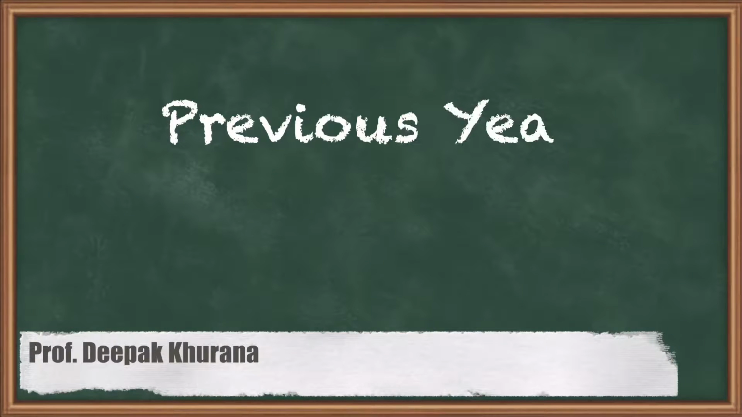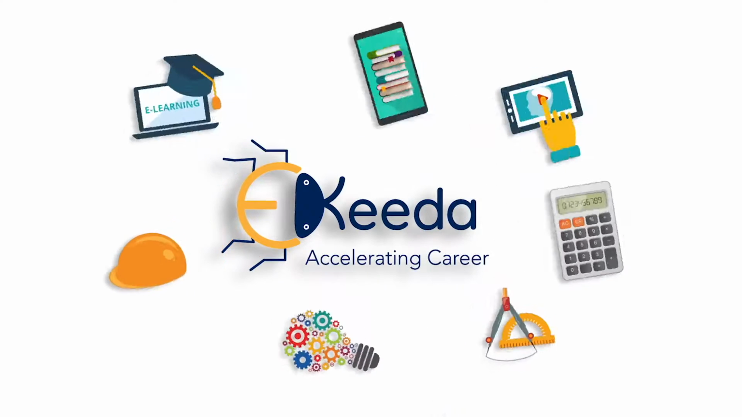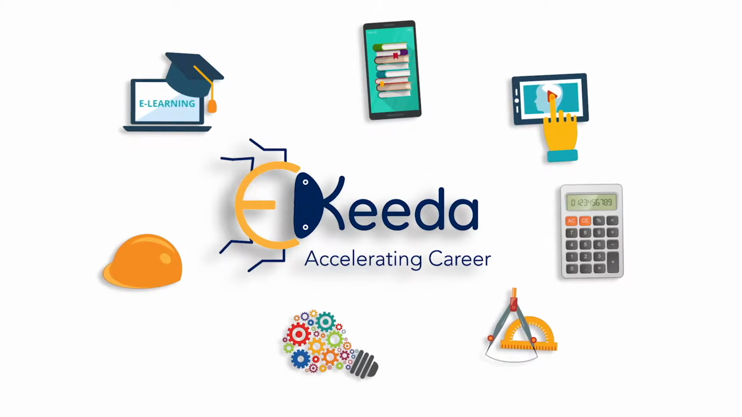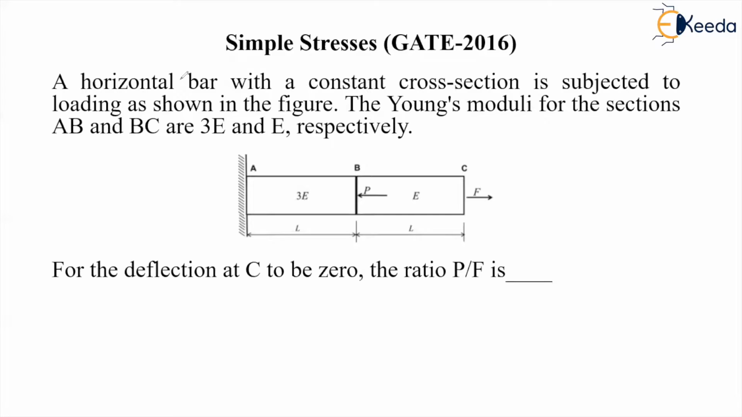Hello students. Let us have a question of simple stresses. This question was asked in GATE 2016. A horizontal bar with a constant cross-section is subjected to loading as shown in figure. The Young's moduli of the sections AB and BC are 3E and E respectively. The figure is given to us. For the deflection at C to be 0, we have to find out the ratio P by F.